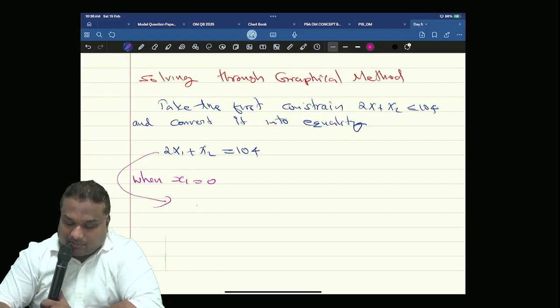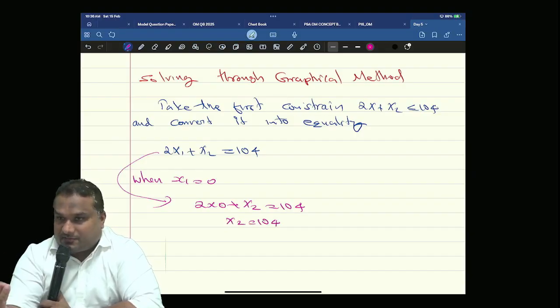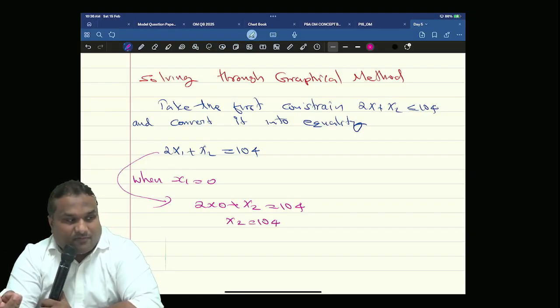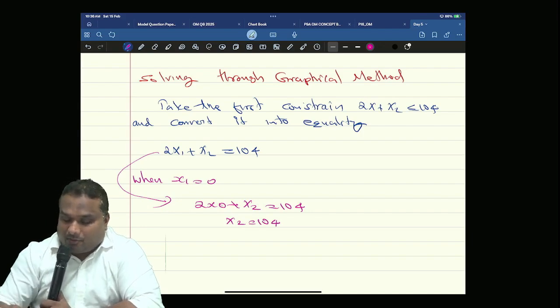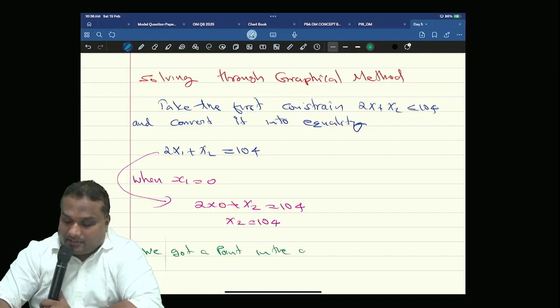Now when x1 is equal to 0, look at the equation: 2 into 0 plus x2 equal to 104. That is, x2 is equal to 104. Tell me, 104. Now when x1 is equal to 0, we got the value of x2 equal to 104. Now on the bottom you write, we got a point in the graph.